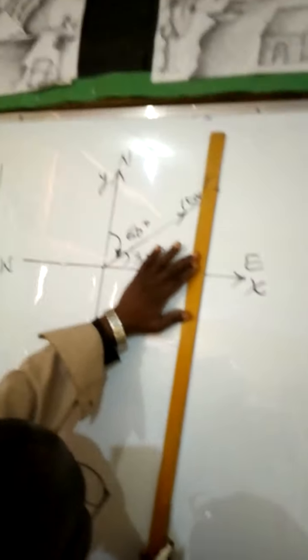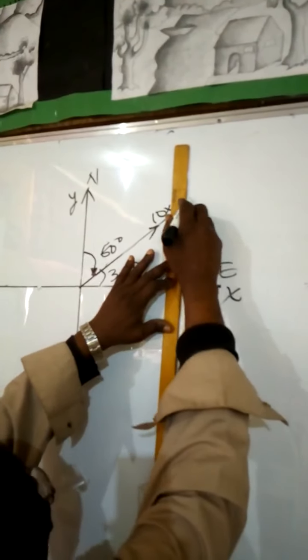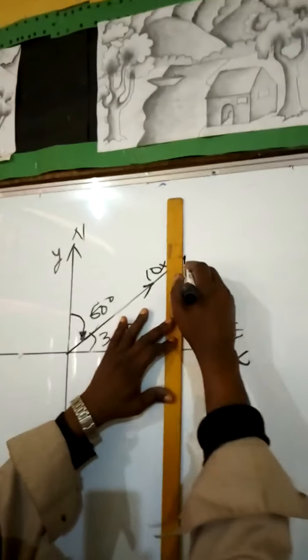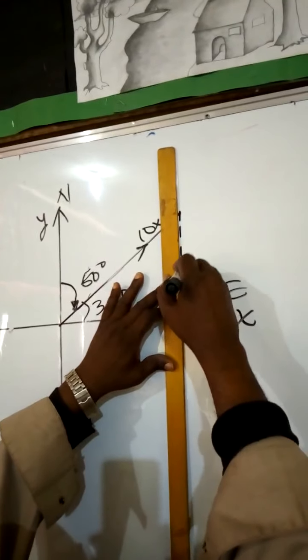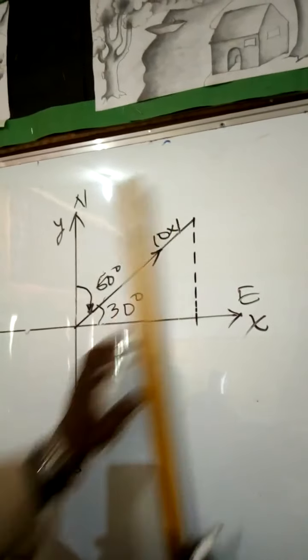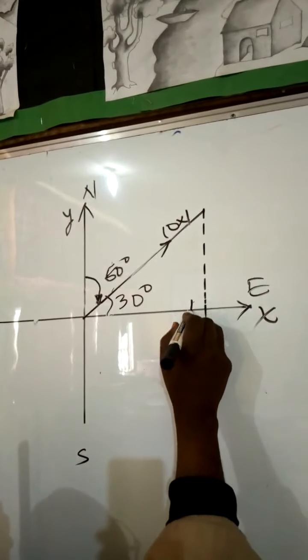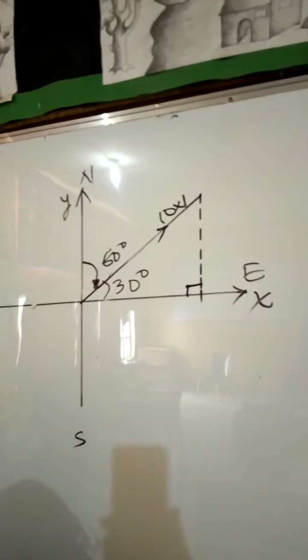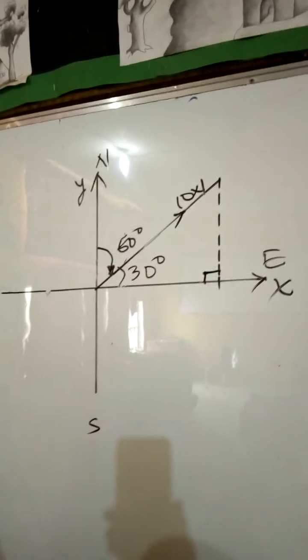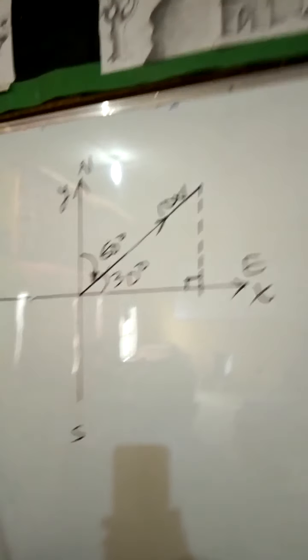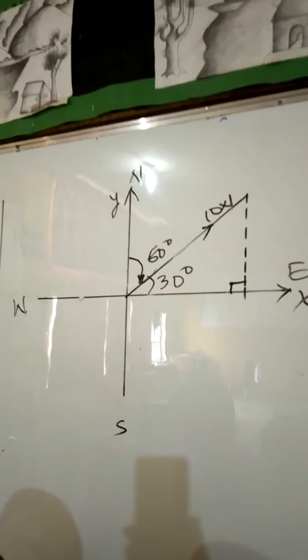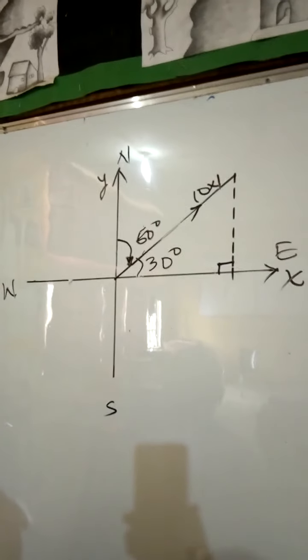Now I'm to convert this force to vector quantity. So all I have to do is to drop a perpendicular from the head of that very vector force, vertically downward to the x-axis. Then this will be y. That will be at an angle of 90 degrees. So the whole shape has been transformed into a right angle triangle.